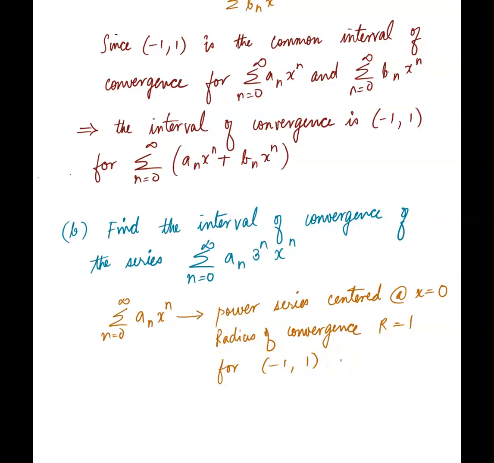That makes sense, right? If you want, you can quickly draw the number line here. It's centered at 0. And if your interval is from -1 to 1, you know that the radius has to be 1. And that's what we're combining there. This is true for all x.